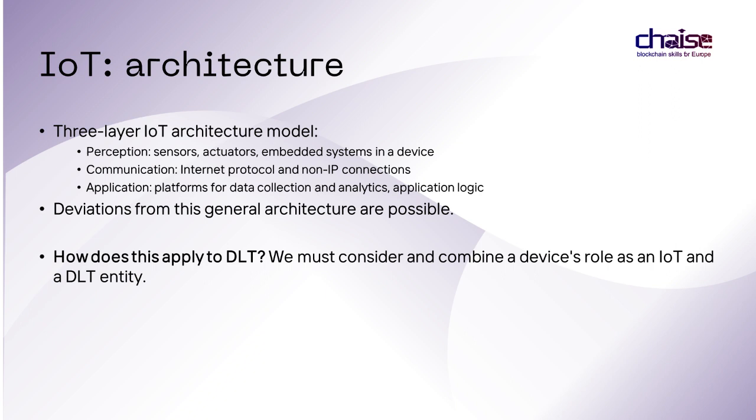The application layer in IoT collects and analyzes data and provides configurations, feedback, and visualizations. This layer usually comprises two sublayers: the dedicated IoT cloud platforms and the application logic built on these platforms. Based on the device's capabilities and limitations and the requirements of a particular IoT application, deviations from this general architecture are possible. How does this apply to DLT?